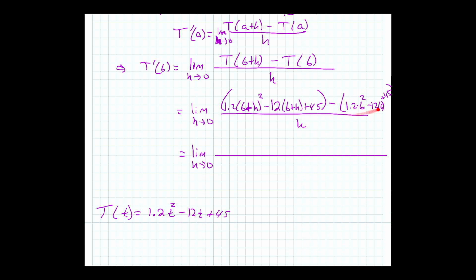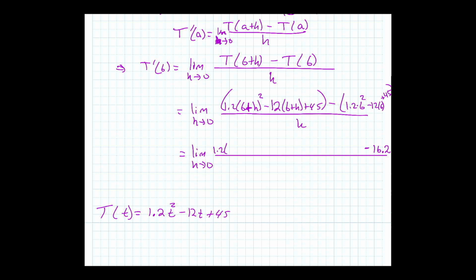I like to just calculate this side to get it out of the way, because then I can go like this at the end and use all my room. So I have 1.2 times 6 squared minus 12 times 6 plus 45, and I get 16.2. So this is 16.2.